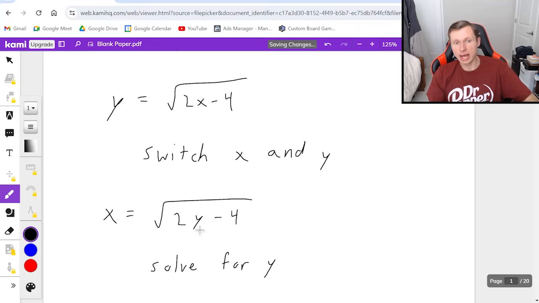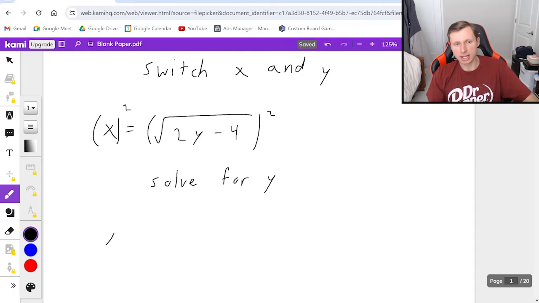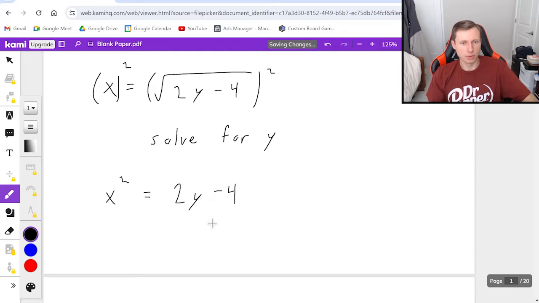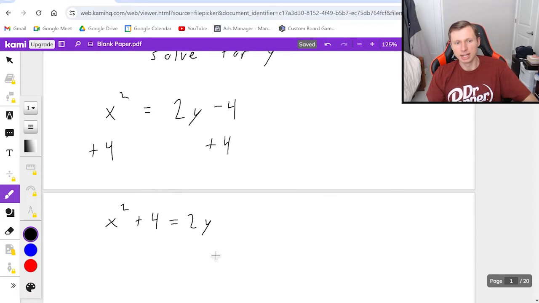And so if I want to do that, I got to first get rid of the square root. The only way to get rid of a square root in math is to square both sides. So then that means we have x squared on the left, and on the right, the square root and the squared cancel, giving you 2y minus 4. Then if I want to solve for y, I'm going to add 4 to both sides. So I have x squared plus 4 equals 2y. And then finally, I divide both sides by 2.